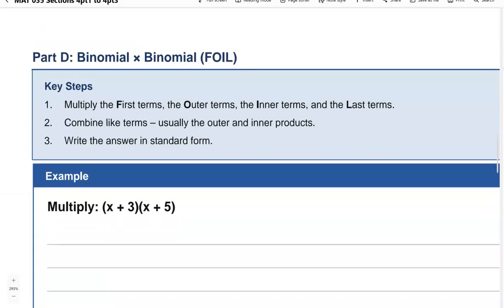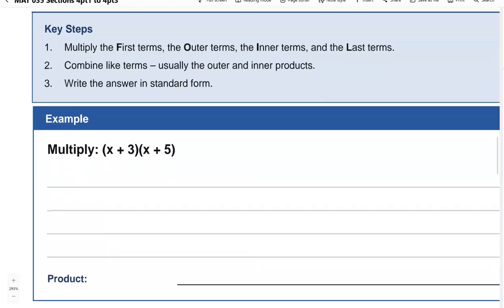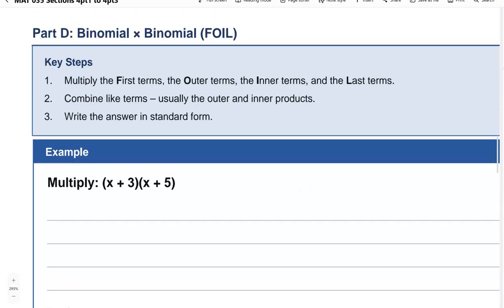So now we're going to make it a little bit more interesting. We're going to have a binomial times the binomial. And you have probably heard the word FOIL. FOIL is just a shortcut way of thinking about the distributive property. It stands for multiplying the first terms together, multiplying the outside terms together, multiplying the inside terms together, and then the last.